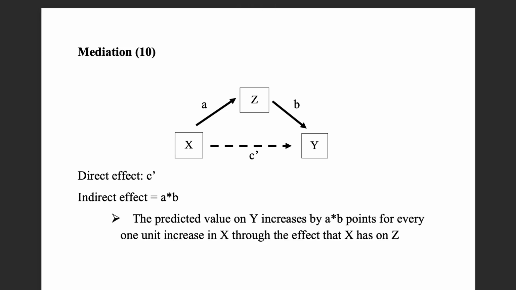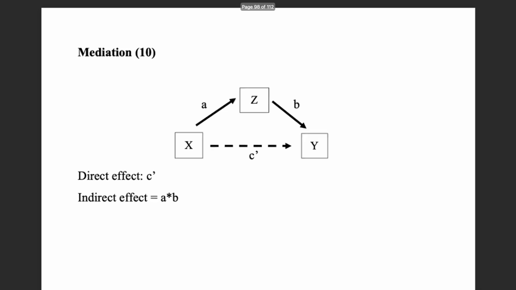So in other words, you can interpret this A times B as how much the predicted value on Y increases for every 1 unit increase in X through the effect that X has on Z. So it's telling you how much the predicted value on the dependent variable increases with a 1 unit increase in your independent variable only through that indirect path, so through that mediator variable. So now you also know how to interpret this effect.